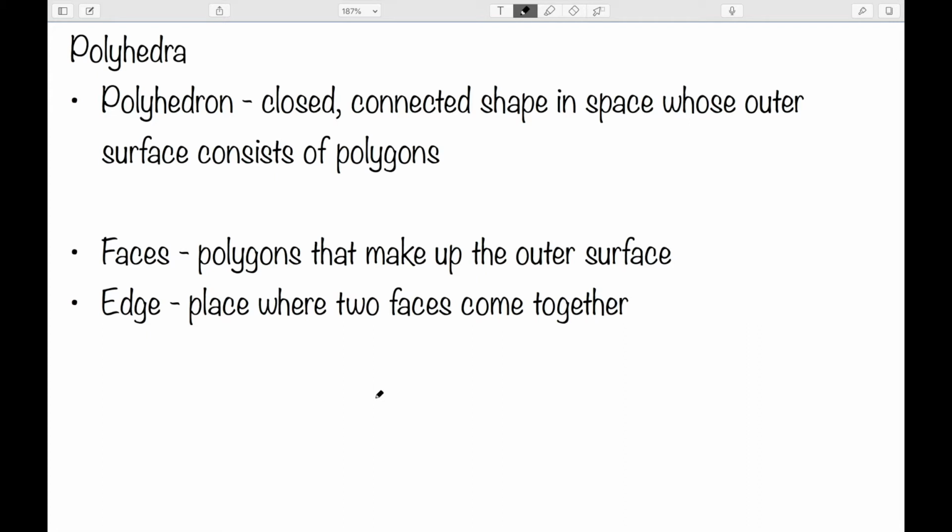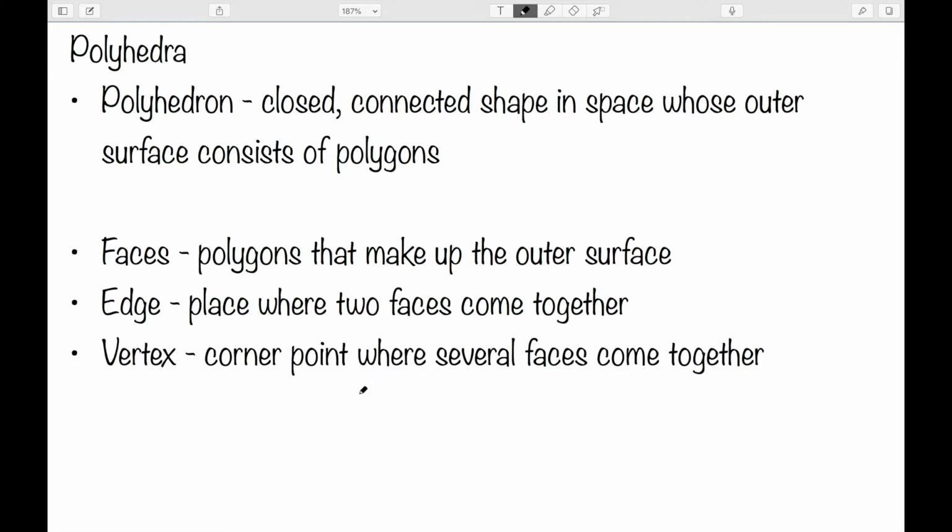The place where two of the faces come together is known as an edge. And the corner point where several faces come together is known as the vertex. So let's look at some examples of these.